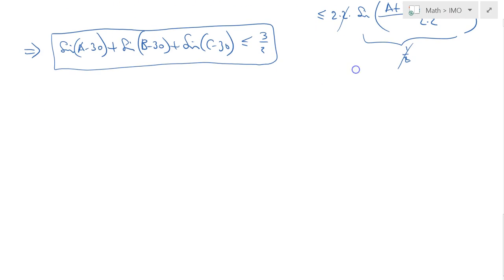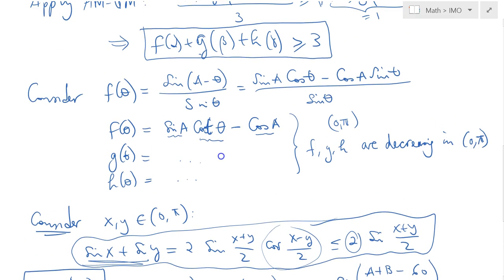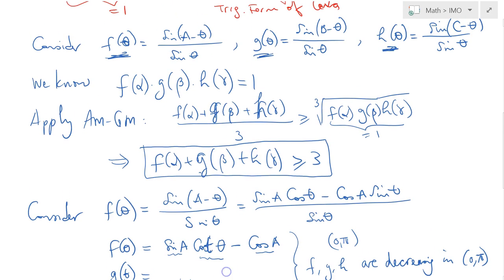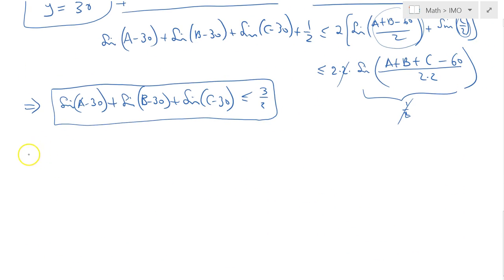And now finally, we make the following observation. Recall our functions f of theta, g of theta, and h of theta. We earlier defined these functions here. Notice that f of 30 degrees, if I plug in theta 30 degrees here, we would get sine a minus 30 over sine 30. Sine 30 is 1/2, so flipping, we know that f of 30 degrees is simply equal to 2 times sine a minus 30 degrees.